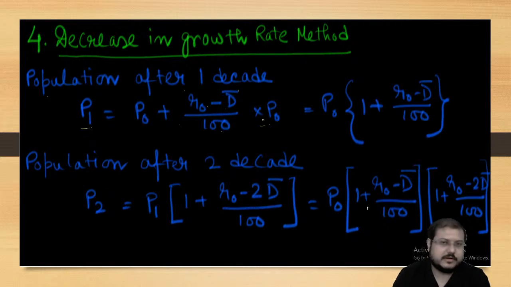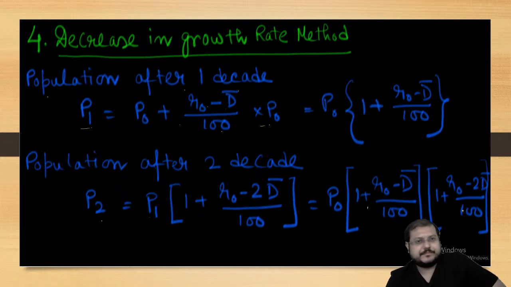If you take P naught common, it will be P naught into 1 plus (R naught minus D bar) by 100. So P1 is equal to P naught into 1 plus (R naught minus D bar) by 100. Population after 2 decades, in a similar fashion, P2 is equal to P1 into 1 plus (R naught minus 2D bar) by 100, where P1 is P naught into 1 plus (R naught minus D bar) by 100. Is that clear? So this is the formula for P1, and this is the formula for P2.